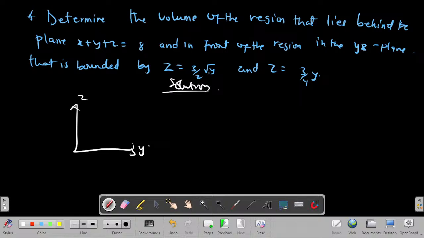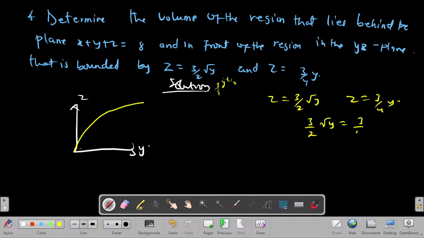How do you determine if the critical point is going to be maximum or minimum? You simply have to find the second derivative. If the second derivative gives us a negative value, our function is going to be maximum. If it gives us a positive, our function will be minimum. As simple as that. 3 over 2 root y. Remember that root y is y to the power half. Therefore, my first derivative will give me 3 on 4 y to the power negative half. But my second derivative will give me negative 3 on 8. That means the curve will be something like this. But before we draw, if z is equal to 3 over 2 root y, and z is equal to 3 over 4 y, then it means that 3 over 2 root y will be equal to 3 on 4 y.